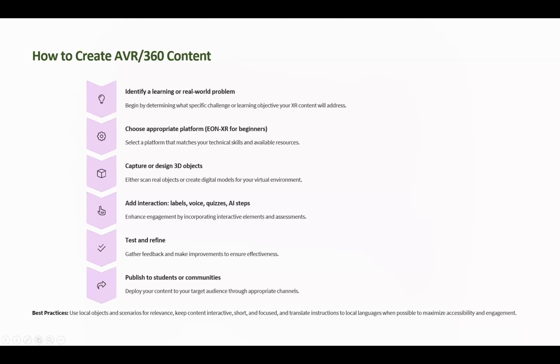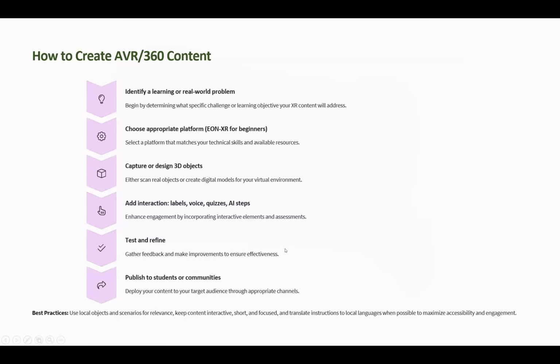You're able to get feedback from colleagues, or maybe you go back and see what you've created. Does it make sense for the students? Then you can publish to the students or communities. So on the EON-XR platform that you're going to look at, you're able to publish content to the students, and there's a possibility of integrating the platform with your current learner management system.